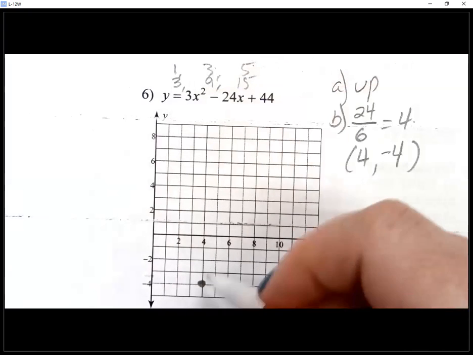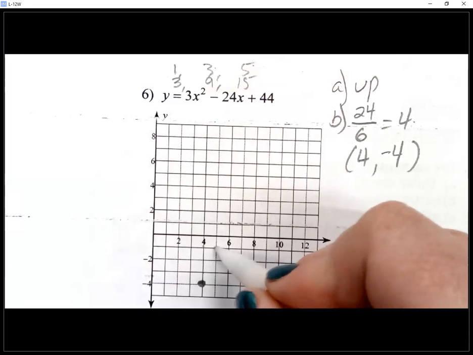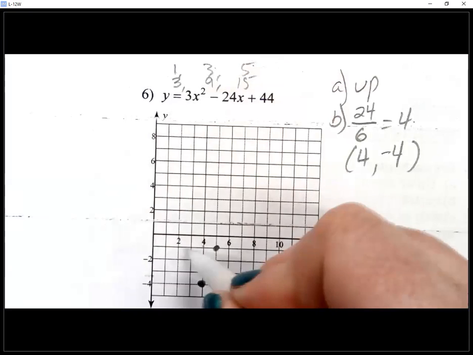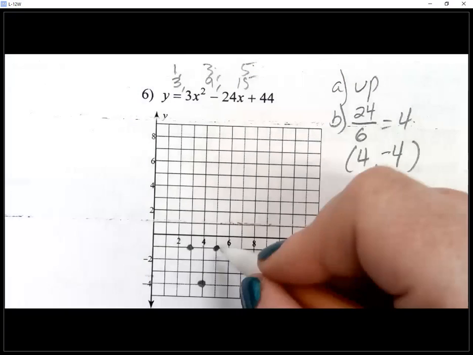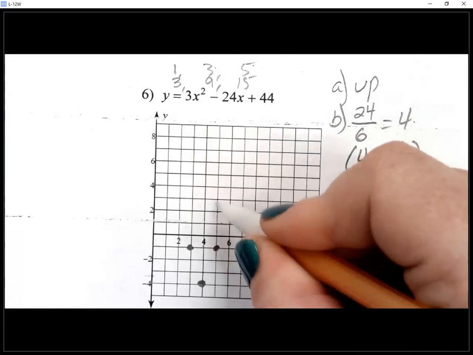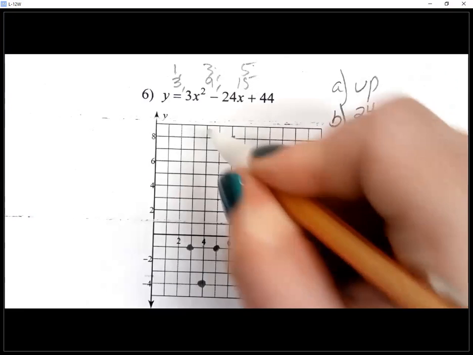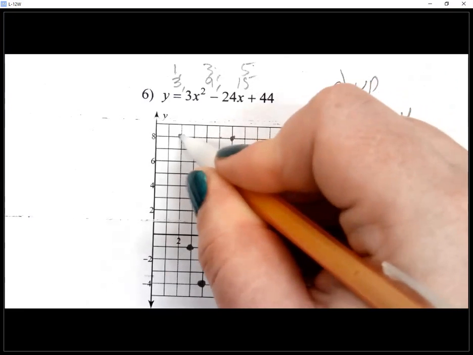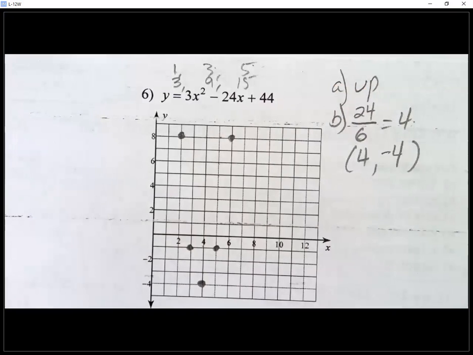But from this dot, I'm going to go up 3 over 1 and mirror it over to the other side. Buy one, get one free. And now from this point, I can go up 9. 1, 2, 3, 4, 5, 6, 7, 8, 9 over 1. Mirror that to the other side. So cool.